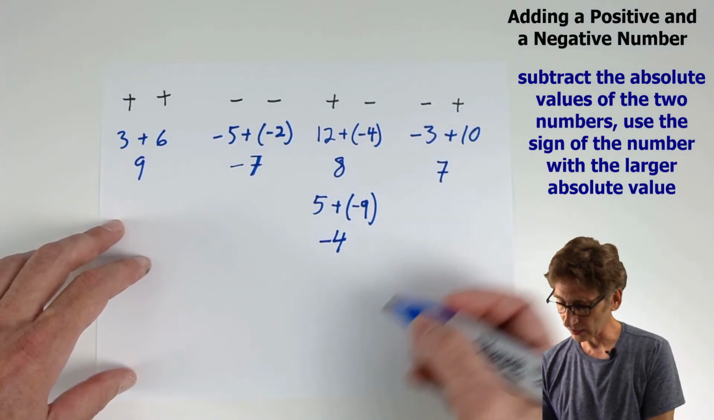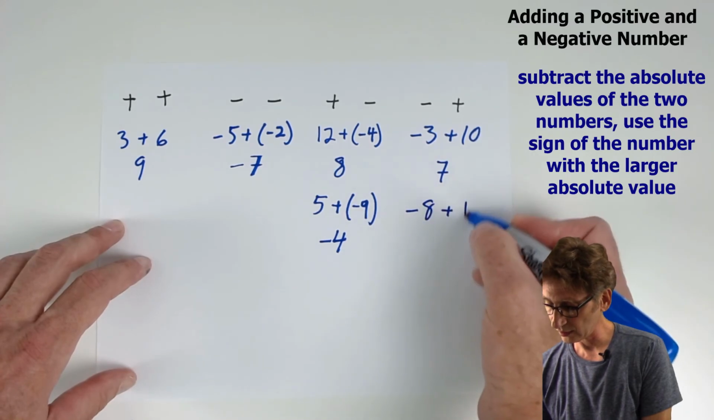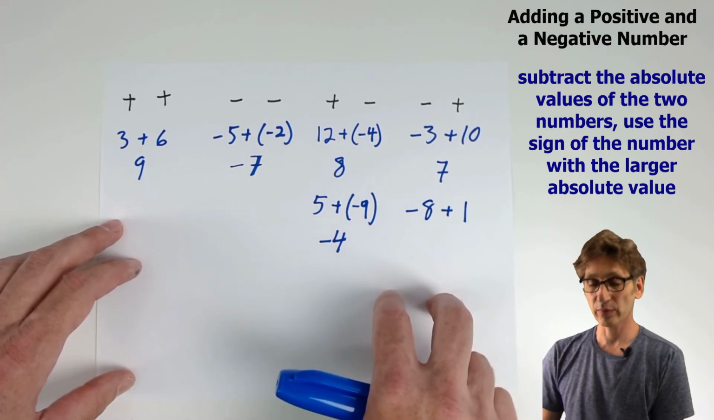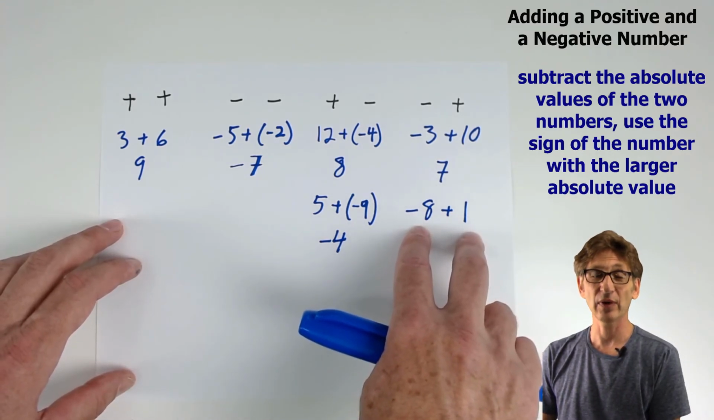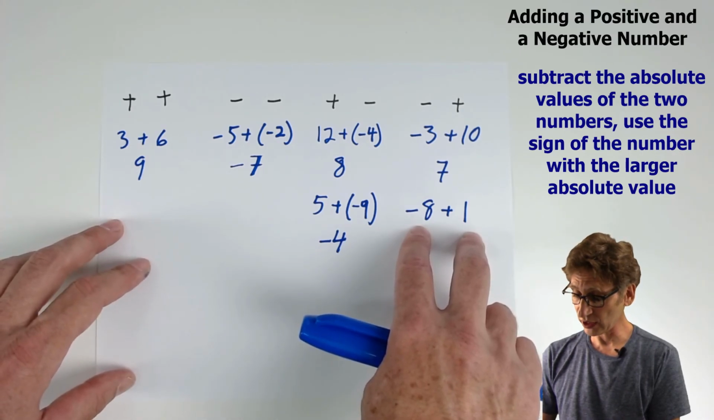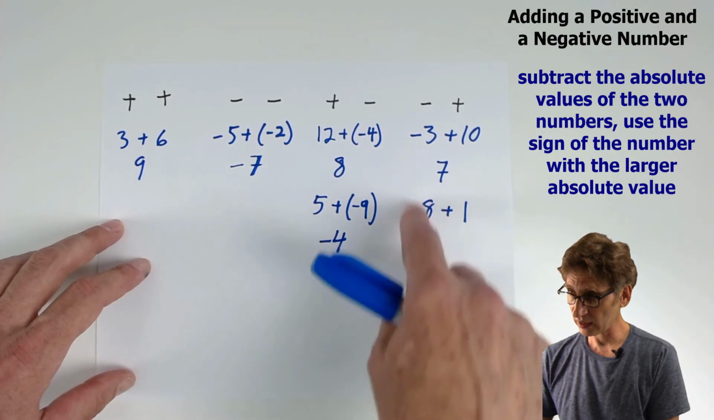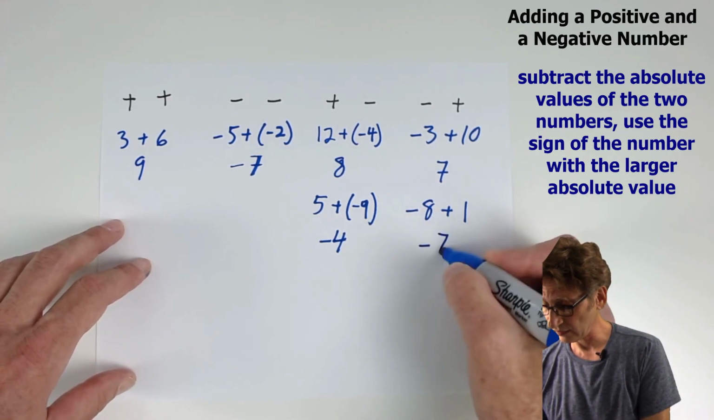I have one final example here. If I have negative 8 plus 1, same process. Subtract the absolute values of both numbers. The absolute value of negative 8 is 8. Absolute value of 1 is 1. 8 minus 1 is 7. And then the question is, should it be positive or negative? Well, that negative 8 has the bigger absolute value. So the result here is negative 7.